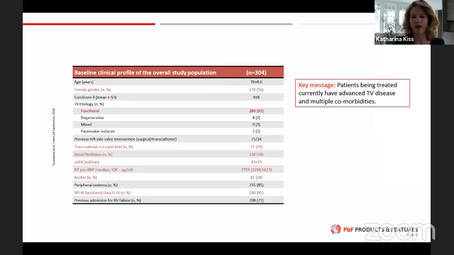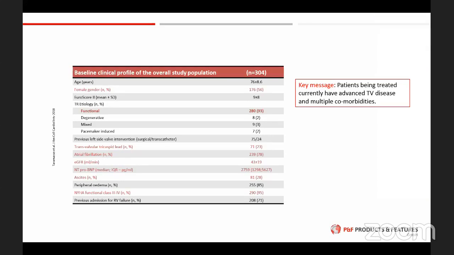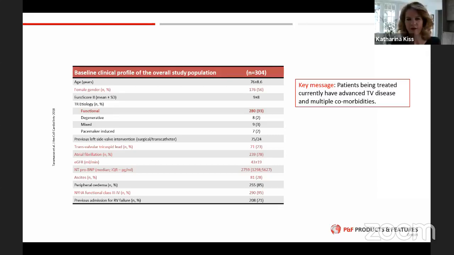remarkable. I just want to go shortly through the baseline characteristics because I think they represent the patients we are targeting. So they are not that old. They are on average in their 70s. Half of them are female.